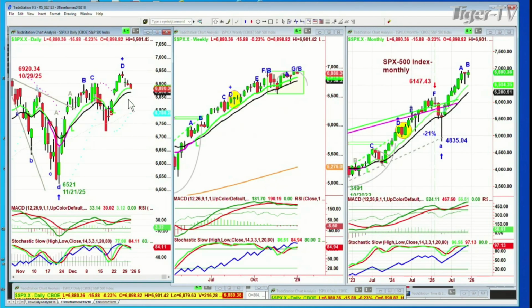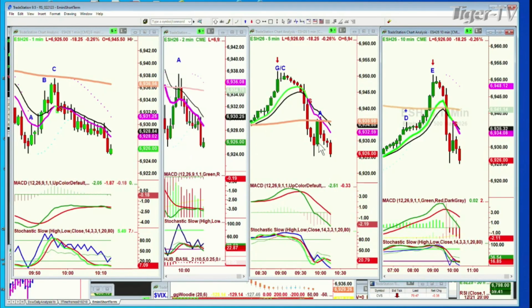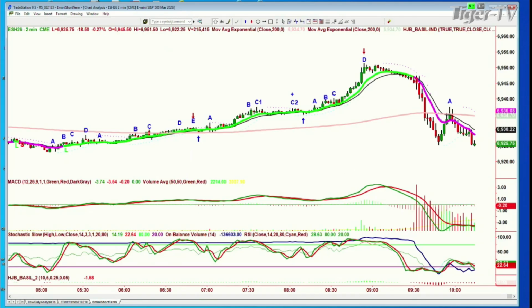There's that gap. I didn't understand the rally this morning at all. I was watching it. I actually didn't trade it because I just didn't believe it, even though my technicals, look at this. I mean, what beautiful technicals. I'll go to the 2-minute chart. Look at the 2-minute chart.